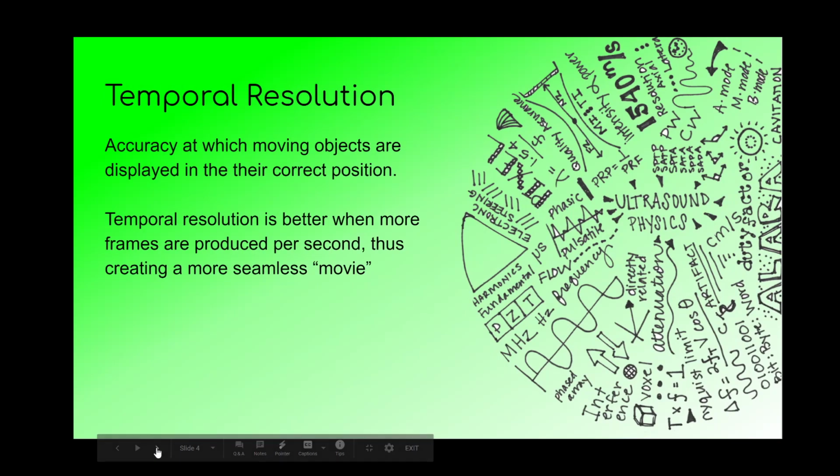So the rate at which the machine can refresh that picture gives the machine its temporal resolution. So temporal resolution is the accuracy at which moving objects are being displayed in their correct position. The closer we are to real life movement, the better the temporal resolution is.